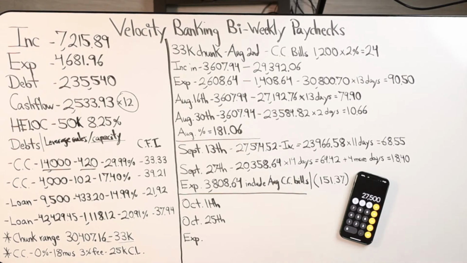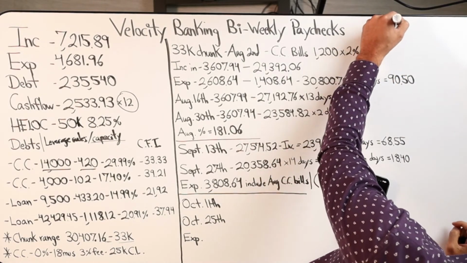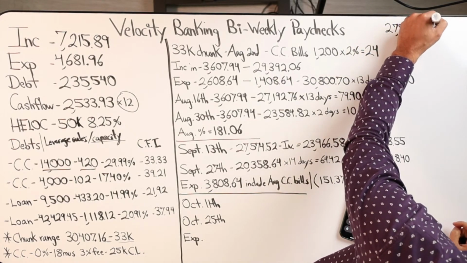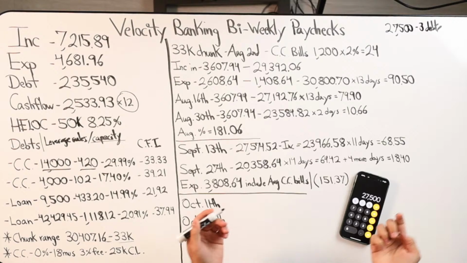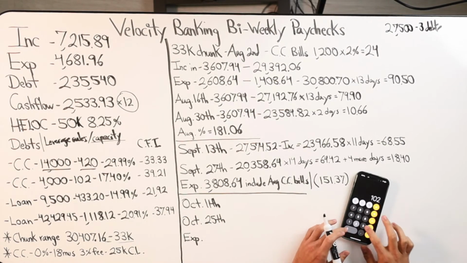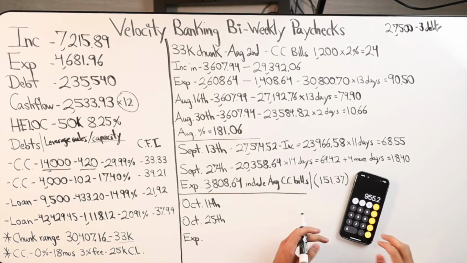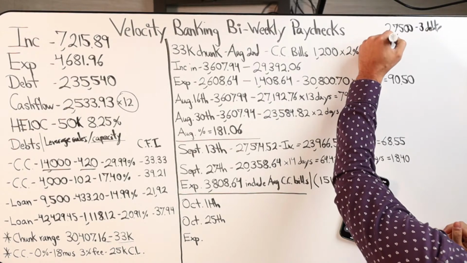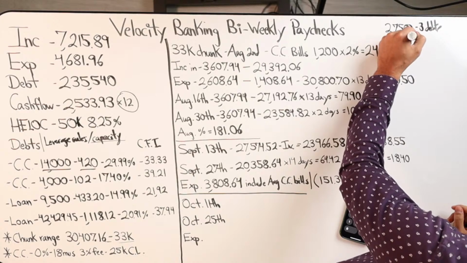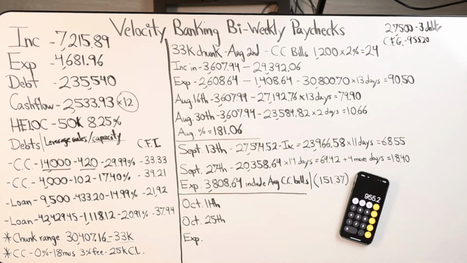So that's 27,500. Three debts gone, right? What do we get? 420 plus 102 plus 433.20. So that is a cash flow gain guaranteed, $955.20. Not bad at all.